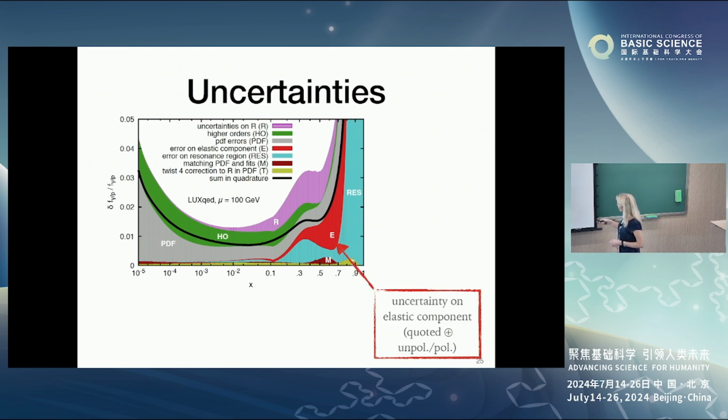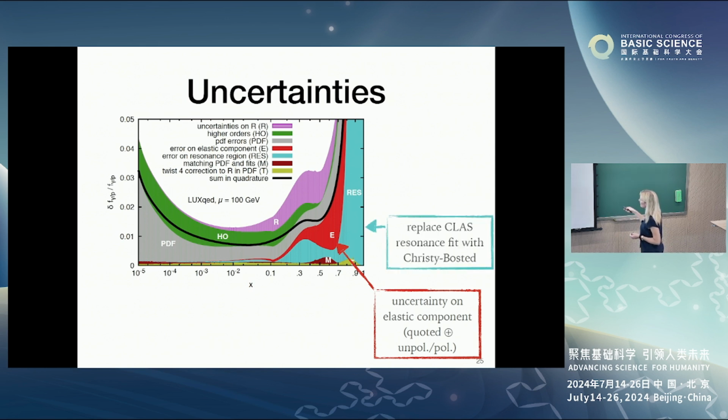For instance, there is an uncertainty associated to the elastic component. So we took here again some data. These have an uncertainty, and you can look at the relative uncertainty that comes from the uncertainty on the elastic component. Again, you see here the elastic component is dominant, but this is where it has the largest uncertainty.